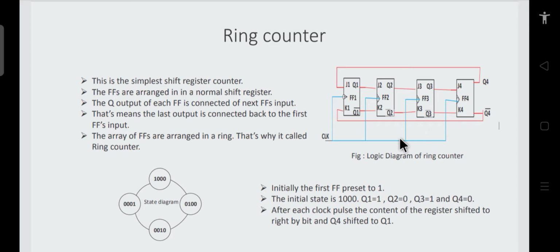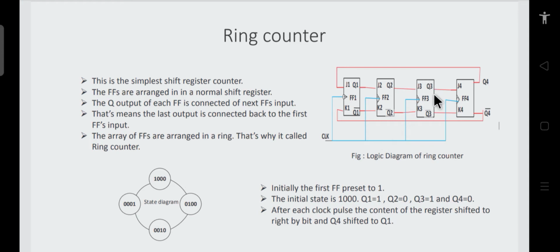So this is your ring counter, and with every clock pulse, the output shifts one bit position to the right. So these are the only states which are possible in a ring counter.